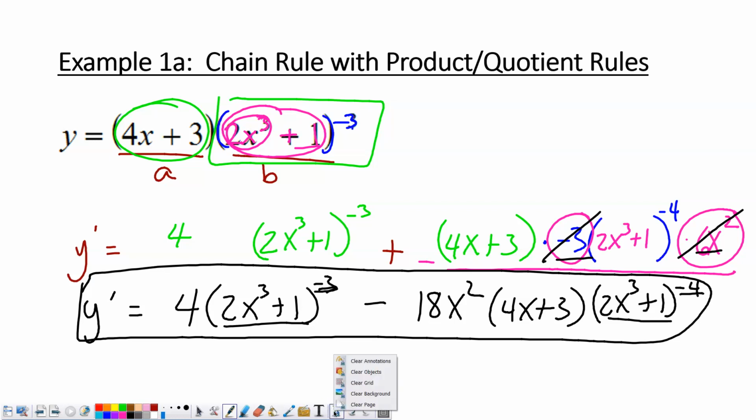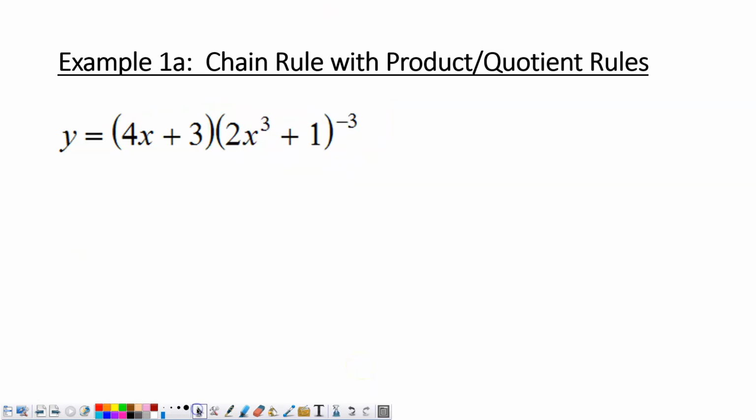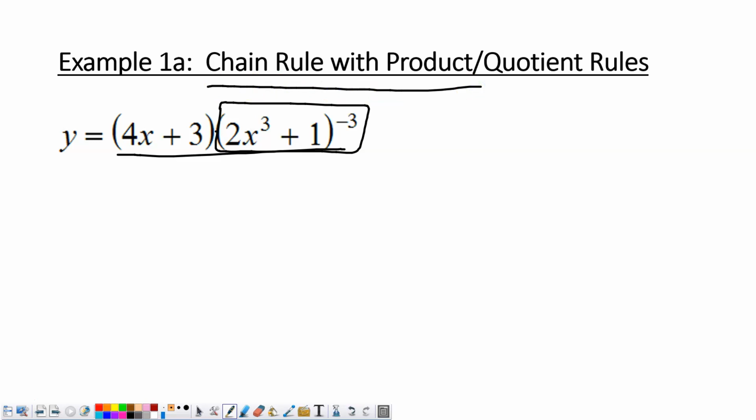So I gave you a few extra details, but what I really wanted you guys to notice is this, that in the beginning, it's very obvious that you're looking at a product rule. You have two functions being multiplied. But what's not quite as obvious is that in the process of doing that product rule, one of those pieces is going to have the chain rule done to it in the process. So as you guys can see, it's a chain rule with the product rule. Okay.